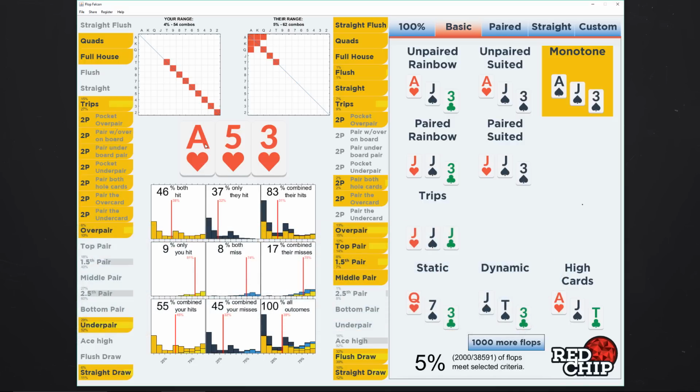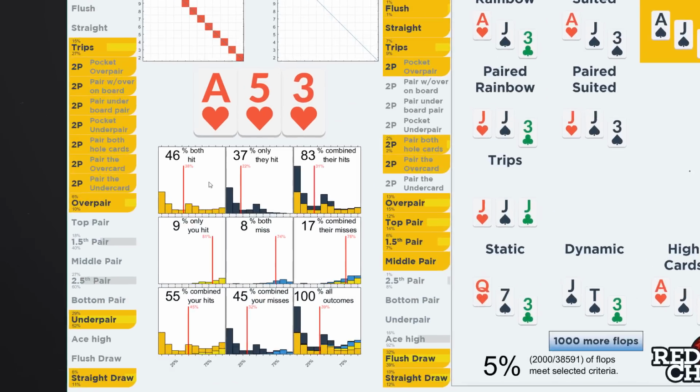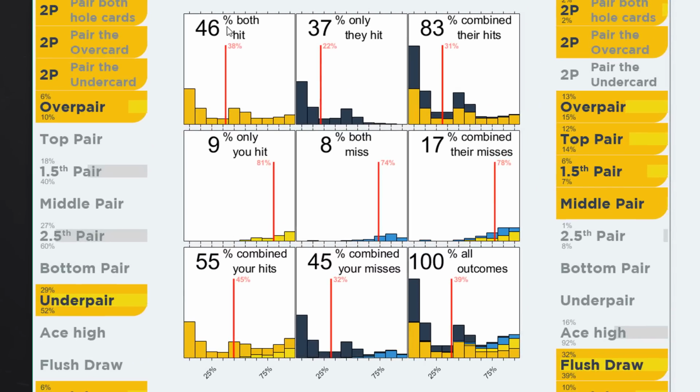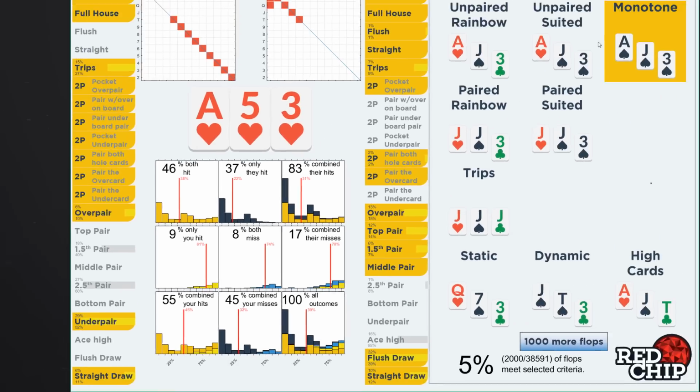So in this situation, when the board comes monotone, it tells us exactly, based upon both hitting, we're doing that 46% of the time, and on average, we're going to have 38% equity when that happens. When only they hit, that's going to happen 37% of the time, and on average, we're going to have obviously lower equity because we're not hitting at all, and we're going to have 22%. And when we both miss, you notice that we're actually doing very well at roughly 75% equity. So this is how you break it down this way.